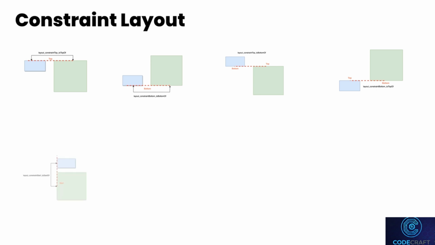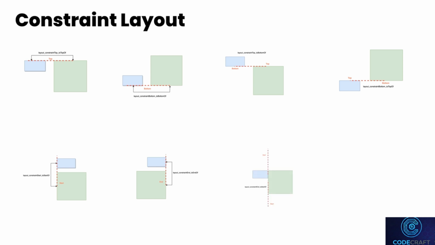We have another constraint, start to start of. This constraint tells that the start of the source view should be the same as the start of the target view. As you can see, the start layer of green and the blue views are in the vertical position. Layout constraint end to end of. This constraint tells that the end of the source view should be the same as the end of the target view. As you can see in the image here, the end layer of green and end layer of blue views are in the vertical position.